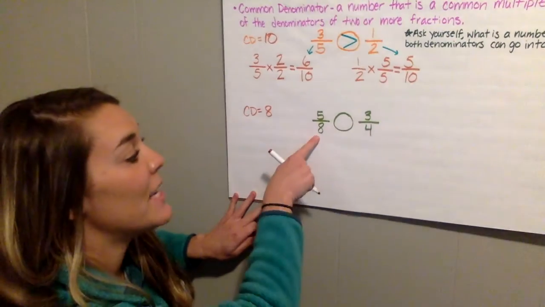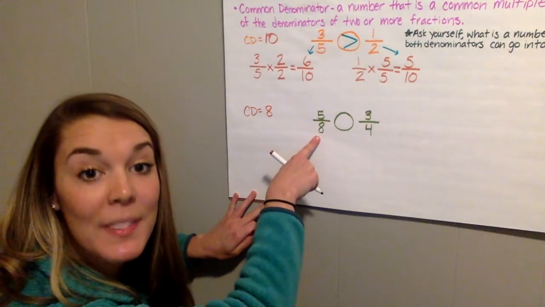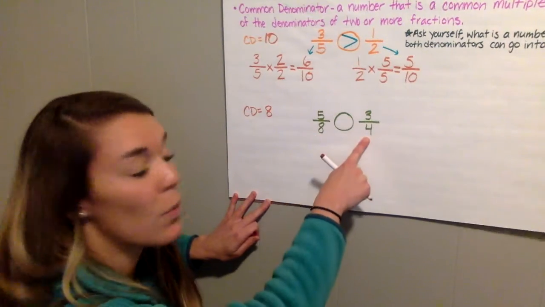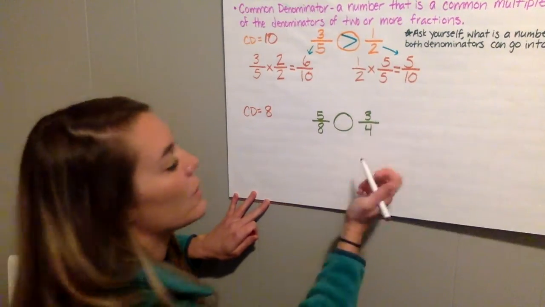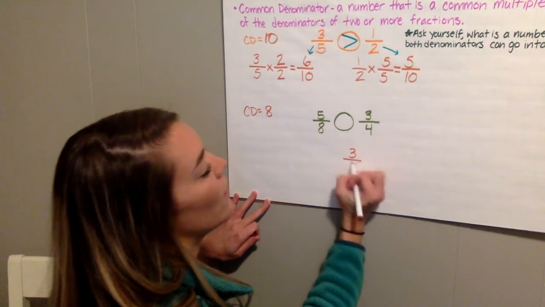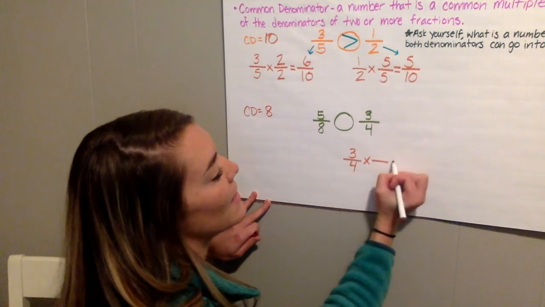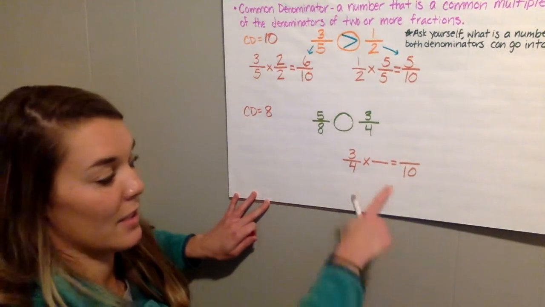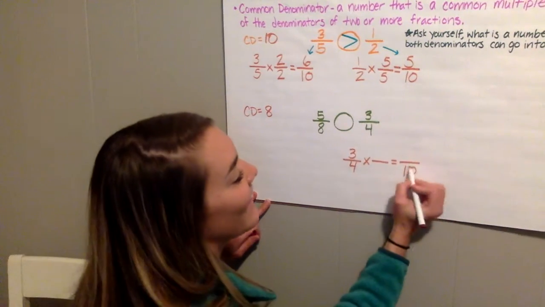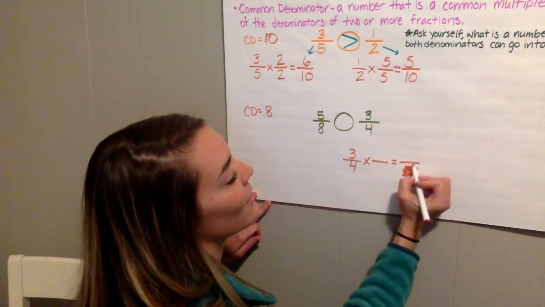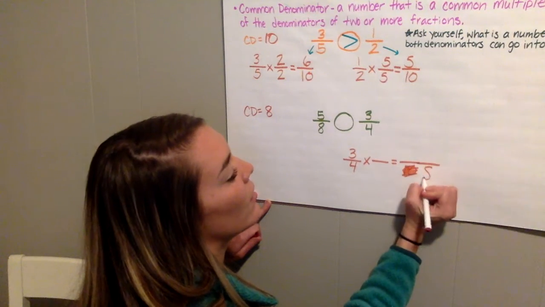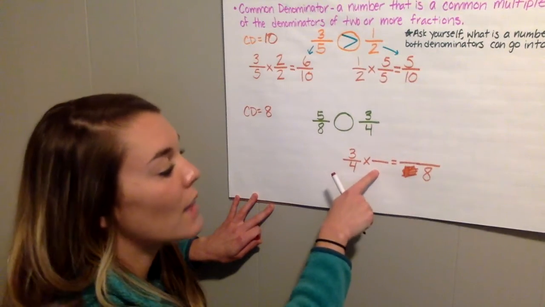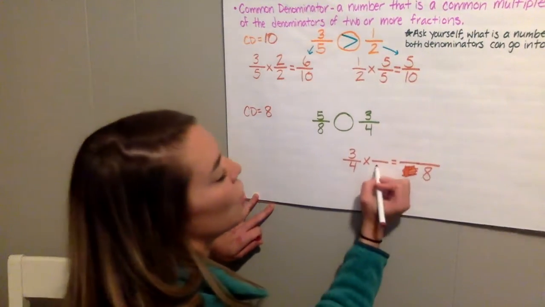Now, this fraction already has my common denominator, so I don't have to change it, okay? I'm just going to leave it. But this one, I need to get my common denominator. So my original fraction is 3/4, and I'm going to multiply it by something that equals something with a denominator of 10, because that's my common denominator. This is supposed to be 8. I was mixing up from the last one. With a denominator of 8. That's my common denominator. So 4 times what equals 8? 4 times 2 equals 8.